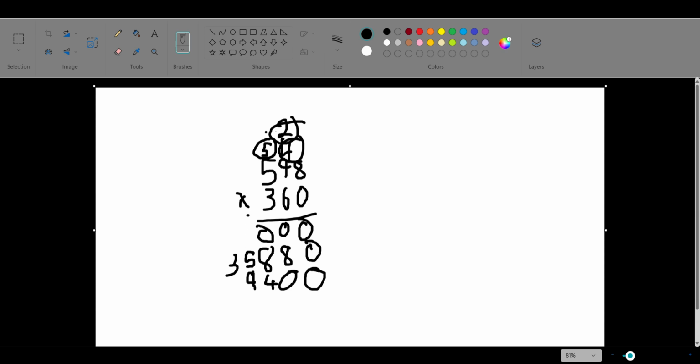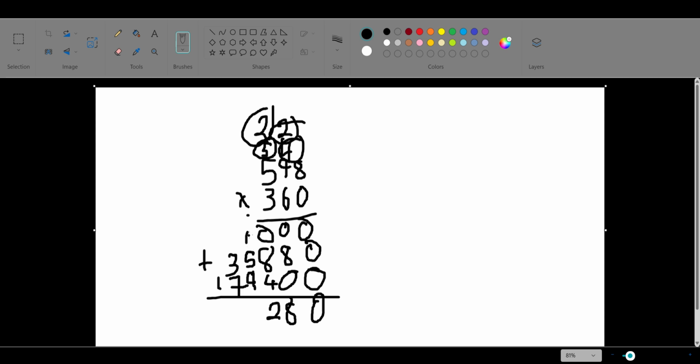3 times 9, which is 27, plus 2, which is 29. And then again, 2 carry over. 3 times 5 is 15, plus 2, which is equal to 17. My handwriting is not so good, but at least you'll understand the numbers here. Now, all of them are 0, so 0, 8.